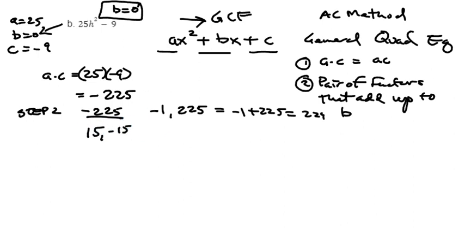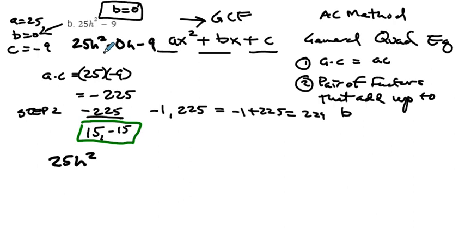So these are the factors we are now going to use, and we're going to do the next step, which, if you remember, we call decomposing. We're going to rewrite this equation, and instead of thinking of this as 25h squared minus 0h minus 9, we're going to decompose this 0h into these two factors. And then you're going to see something happen. That's cool. We're going to say plus 15h minus 15h, and then minus 9. And so now we're going to use our factoring by grouping.